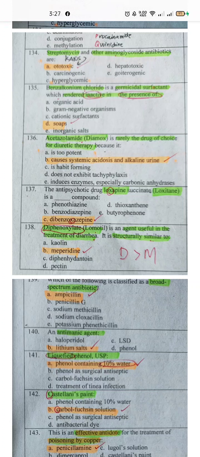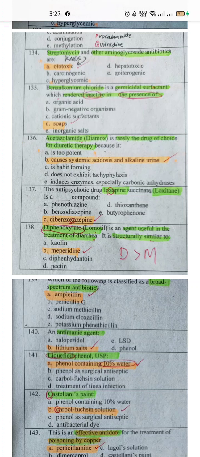136. Acetazolamide or your Diamox is rarely the drug of choice for diuretic therapy because it causes systemic acidosis and alkaline urine. So, your Diamox is rarely the drug of choice for diuretic therapy because it causes acidosis and alkaline urine.